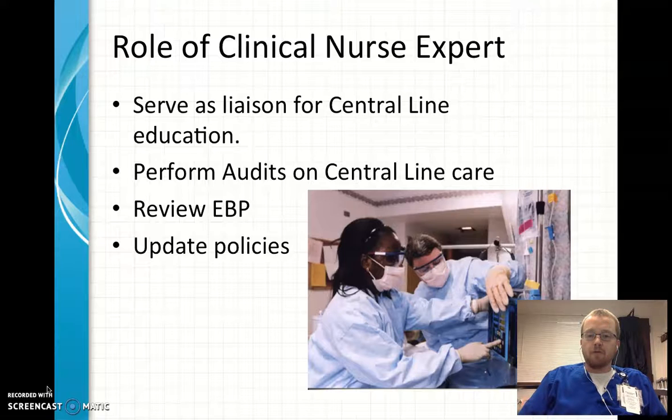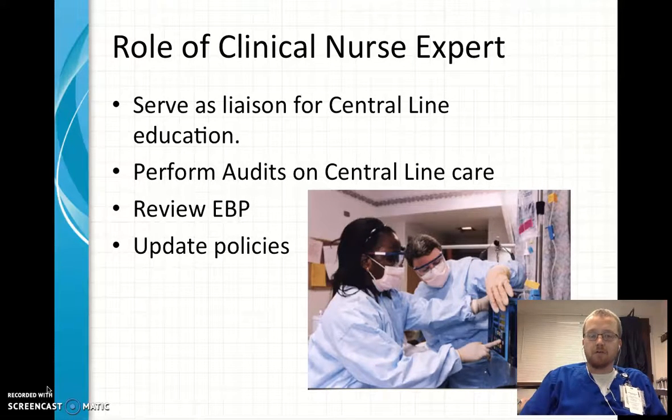She also performs audits on Central Line care and reviews evidence-based practice, which a lot of the time that I spent with her was what I did, was reviewed the evidence-based practices that are in effect now. And then she also updates policies.